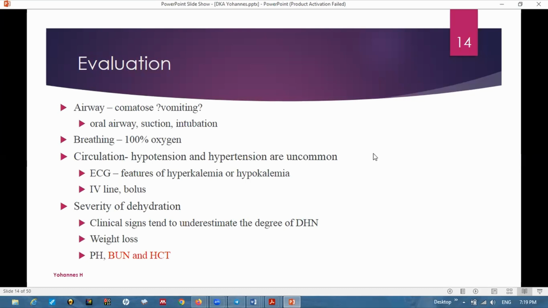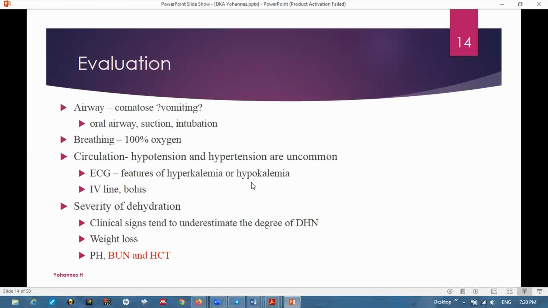The other is due to the hyperosmolarity. There will be fluid shift from the cellular to the intravascular space. So most of the time, DKA patients are not in shock. But lastly, if they didn't get treatment, they can present with shock. So we should secure bilateral IV lines and start a bolus if the patient is in shock. So we'll see the management later.